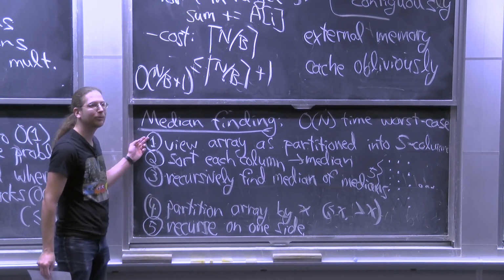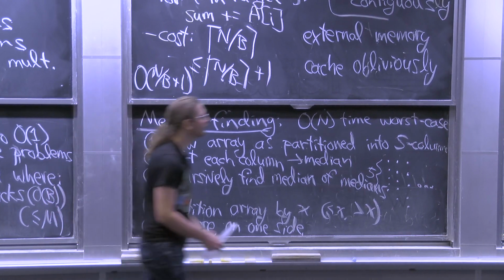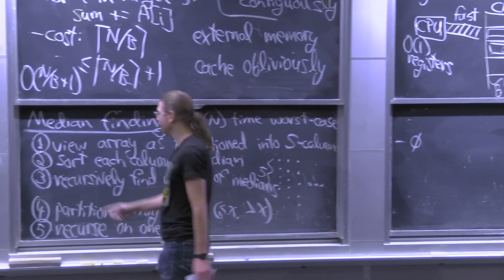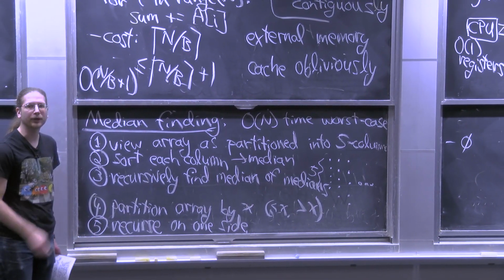Step 1, we do absolutely nothing. This is a conceptual picture, so 0 cost. Great. Step 1, 0. My favorite answer. Step 2, we sort each column. How long does this take? What am I doing?